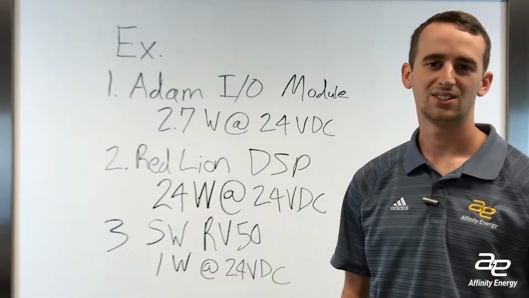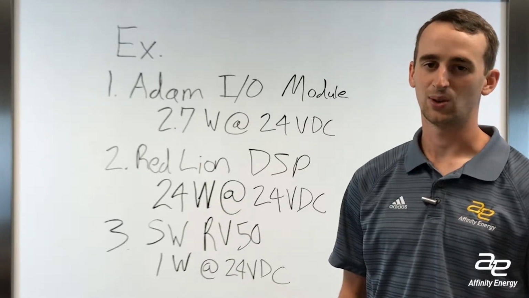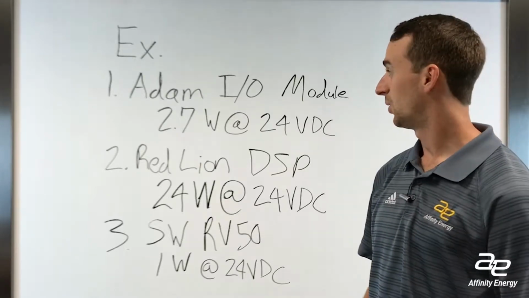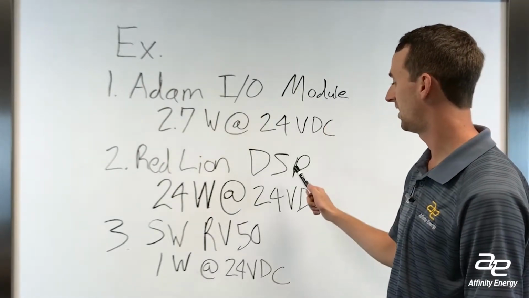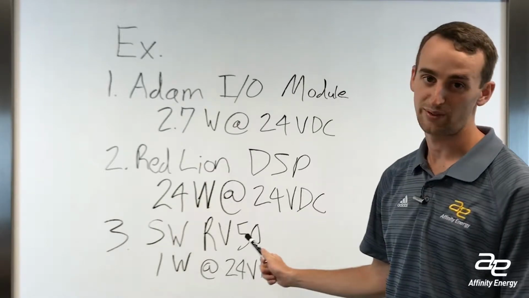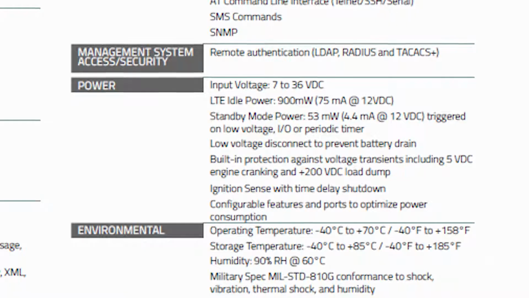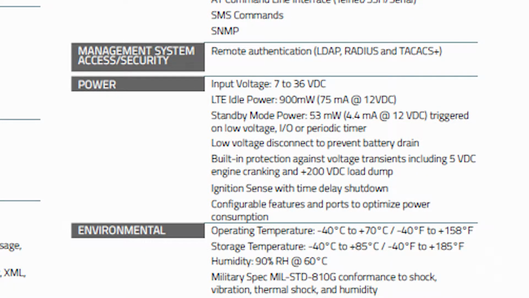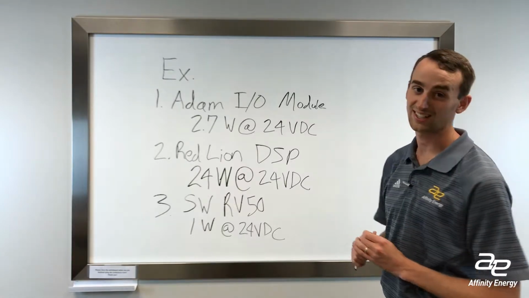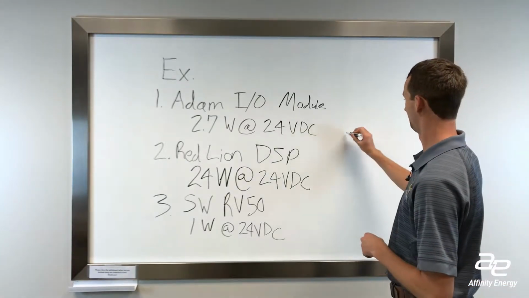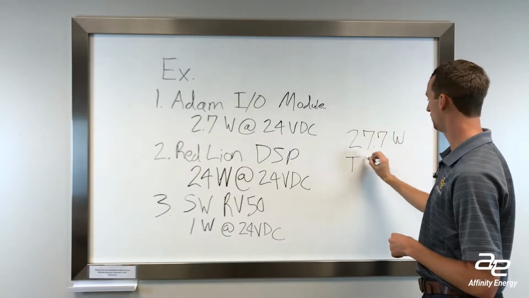So the next factor to consider is the power consumption of the devices you are going to be using. So for an example, we are going to use an Atom module, a Redline, and a Sierra Wireless RV50 cell modem. Find the data sheets for those devices and look for the paragraph that contains the power consumption. So if you add up all of these numbers, you should get 27.7 watts of total load.